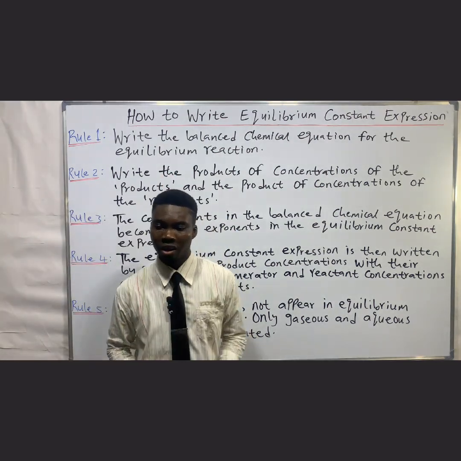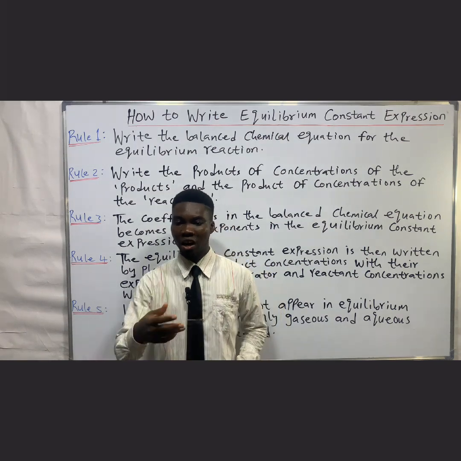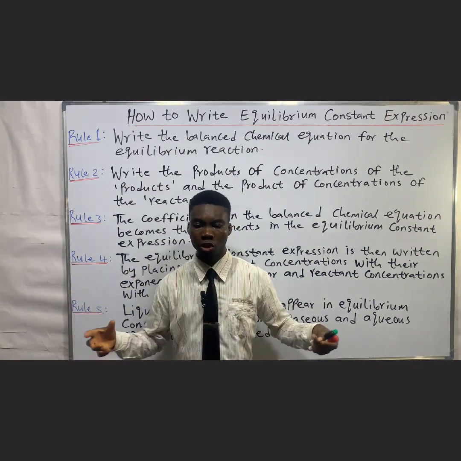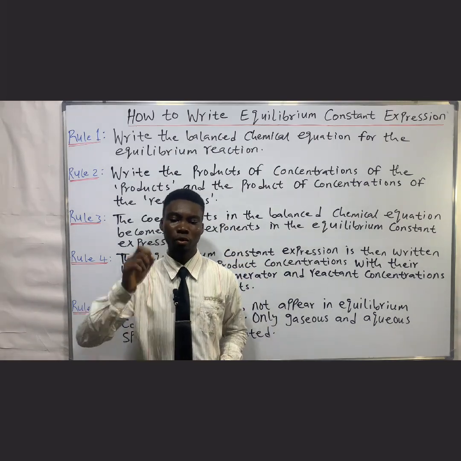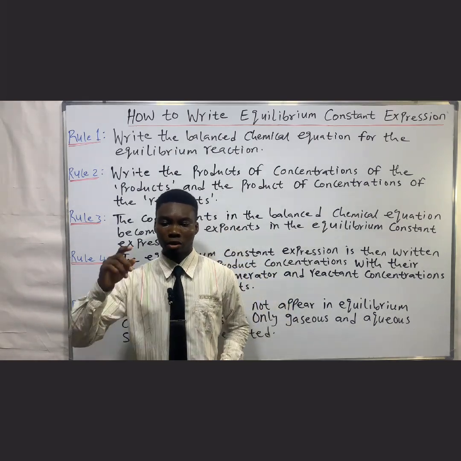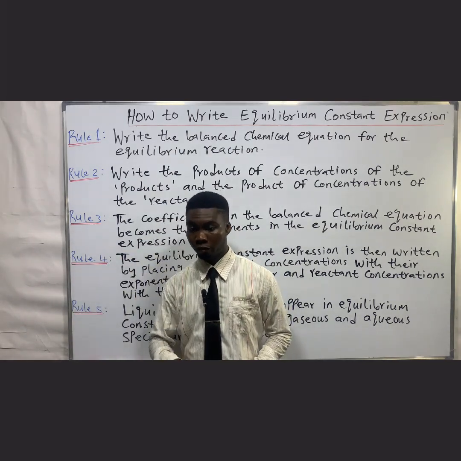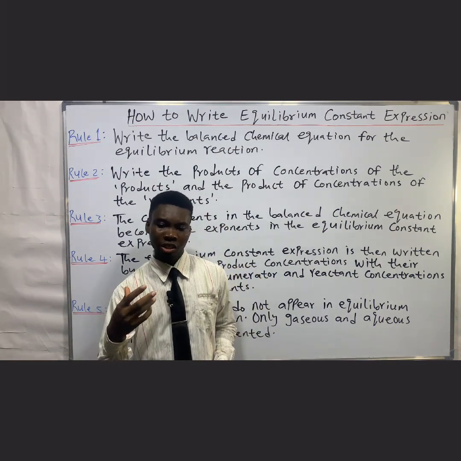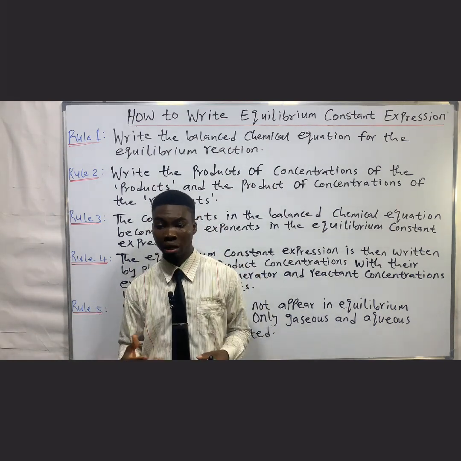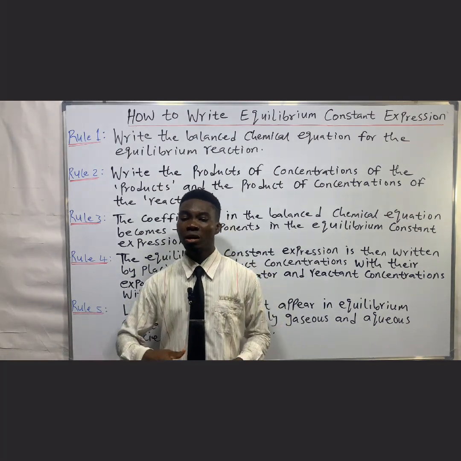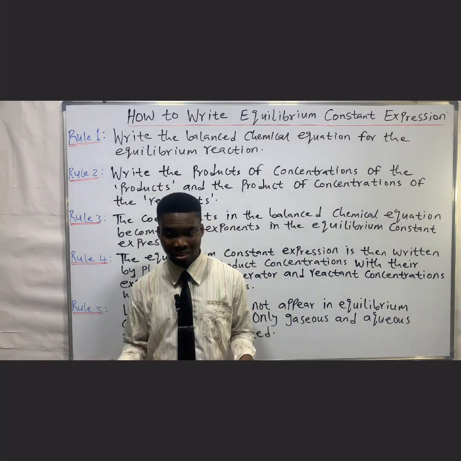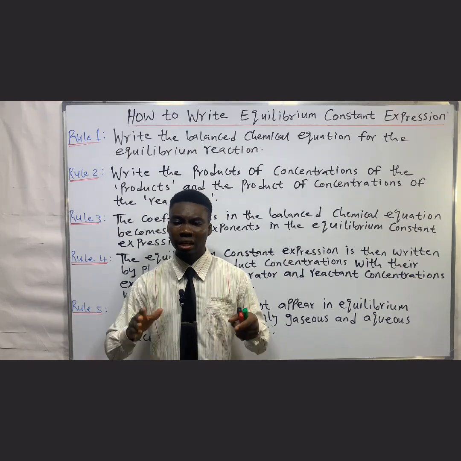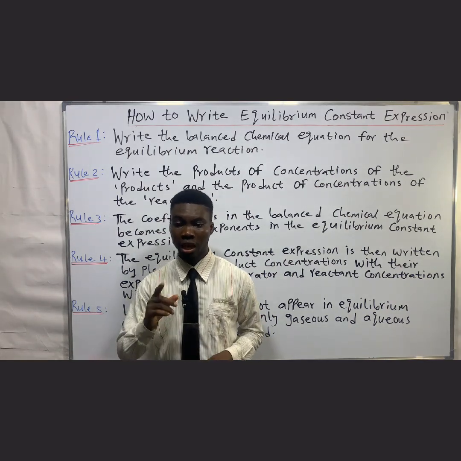So how does that make sense? When you are given a particular equation and you are asked to write the equilibrium constant expression for that reaction, what you simply do is look at the equation to see if it is balanced or not. If the equation is unbalanced, then you have to balance it. That is the very first rule that must be carefully observed.